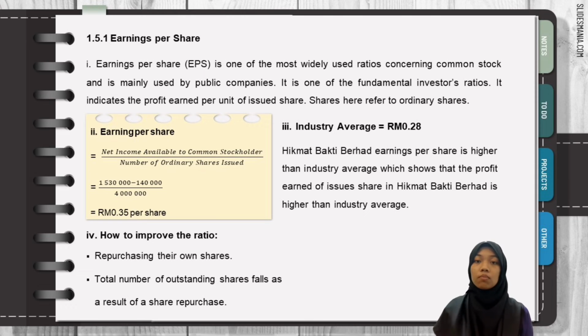Earning per share is concerned with common stock and mainly used by public companies. It indicates the profit earned per unit of issued share. The formula for earning per share is net income available to common stockholders divided by number of ordinary shares issued, which is 1,530,000 minus 140,000 divided by 4 million equals 35 cents per share. This means that Hikmah Bakti Berhad's earning per share is higher than the industry average. Repurchasing their own shares is one of the ways to improve the ratio.